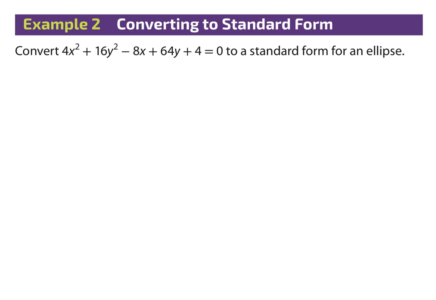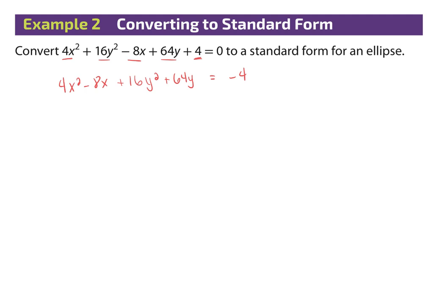So first thing I'm going to do is rearrange this guy. I'm going to put my x's together, 4x squared minus 8x, and I'm going to put my y's together, plus 16y squared plus 64y, and I'm going to move this guy over because he's kind of in my way right now, and it's easier to just not deal with him, right?